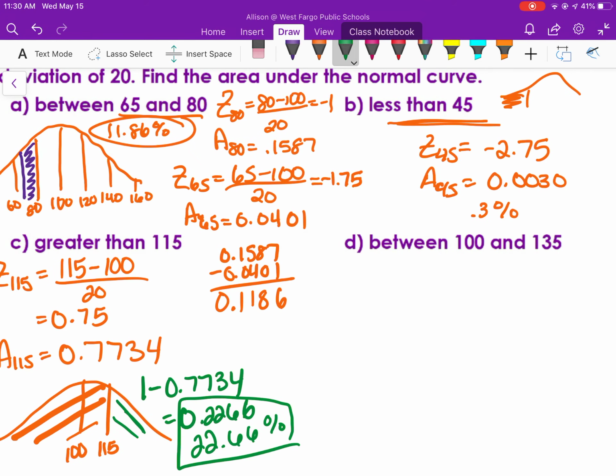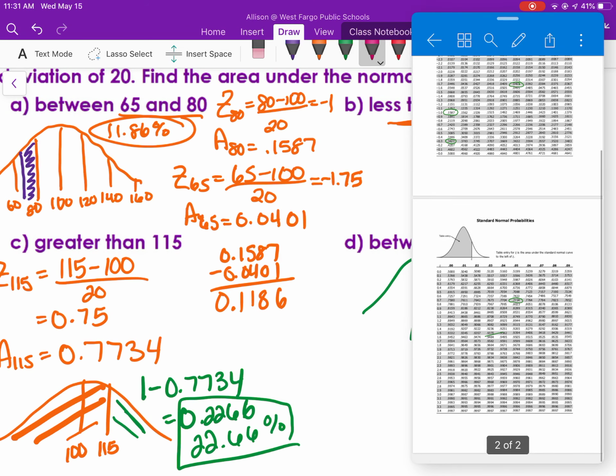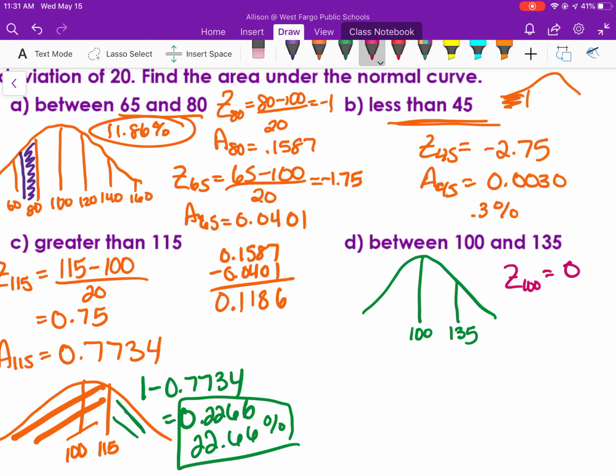Do one more, between 100 and 135. So 100 is the average. Since 100 is the average, when I find the z-score for 100, you're going to get 0. And if you look at your table for 0, that's way down at the bottom here, 0.5, or way at the top on this top one. So the area to the left of 100 is 50% of the data. So the area for 100 is 0.5000. So that's to the left here.